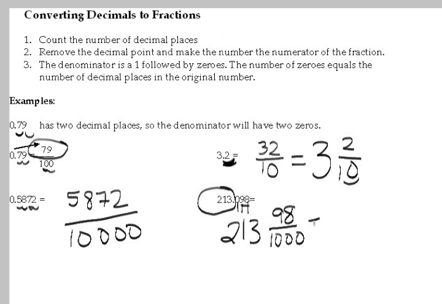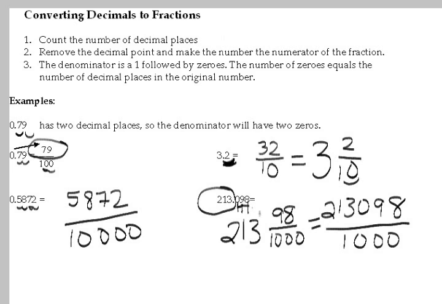Or the other way to write this same number would be as an improper fraction, 213,098. All the digits without the decimal point. And again, it's going to be a 1 with 1, 2, 3 zeros because we have 1, 2, 3 decimal places. So the main thing to remember is that we need to remove the decimal point when we convert a decimal to a fraction, and that the number of decimal places corresponds to the number of zeros in the denominator.